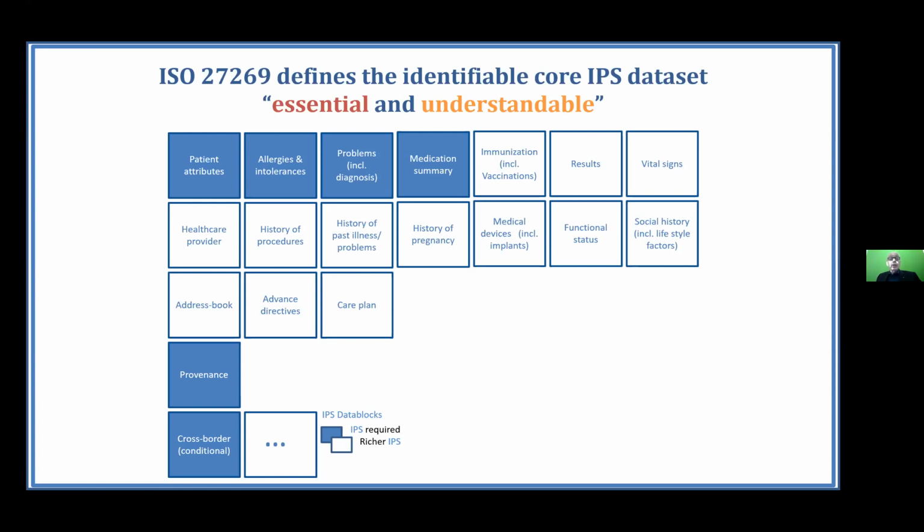On the screen, you can recognize 6 blue boxes that represent a data block that is mandatory for the IPS. The 13 white blocks enrich the IPS, its content and coverage. The block that's got the 3 dots in is meant to suggest that the IPS is not exhaustive, but rather it requires the data set to be extensible. Next slide, please.